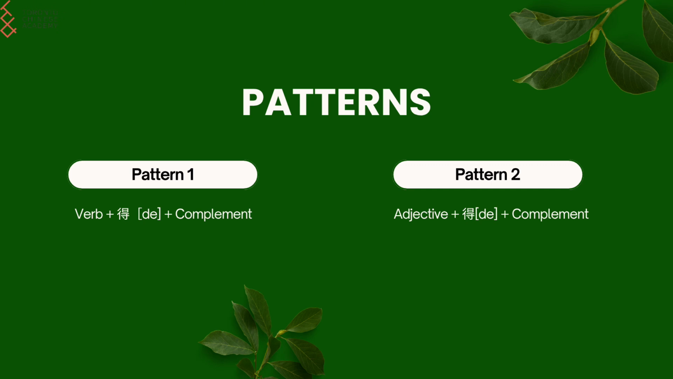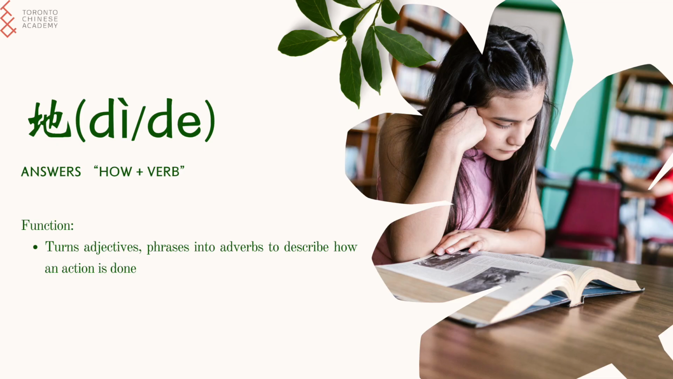Here you can see the two patterns which this second particle generally follows. In the first pattern, you have a verb followed by the particle de, followed by a complement. In the second pattern, you can have an adjective followed by the particle de, followed by a complement. Let's now look at the third and last particle, di, sometimes pronounced de with 第四声. It answers how plus a verb.